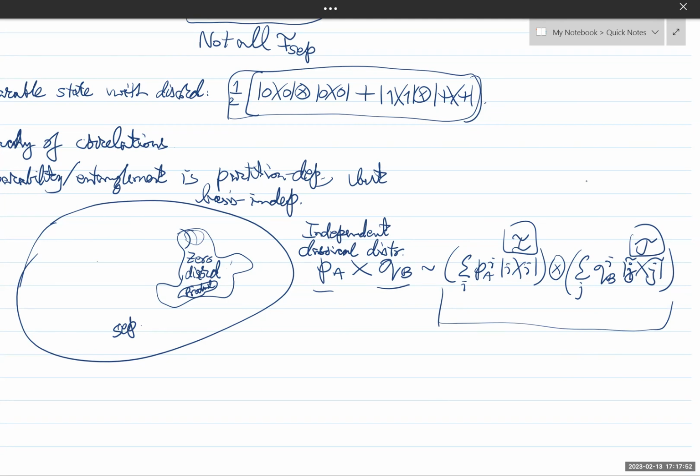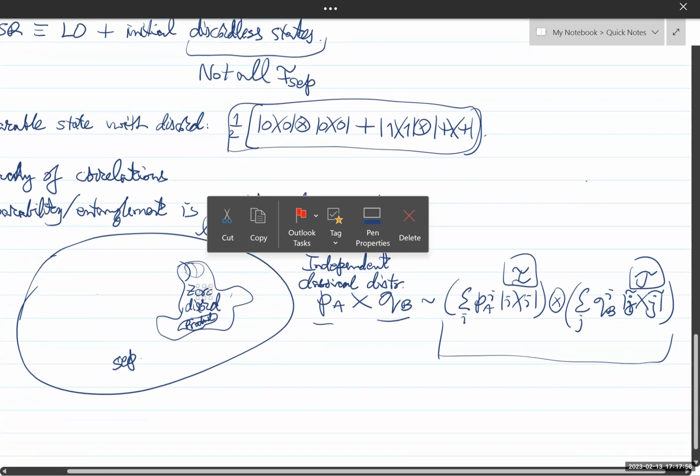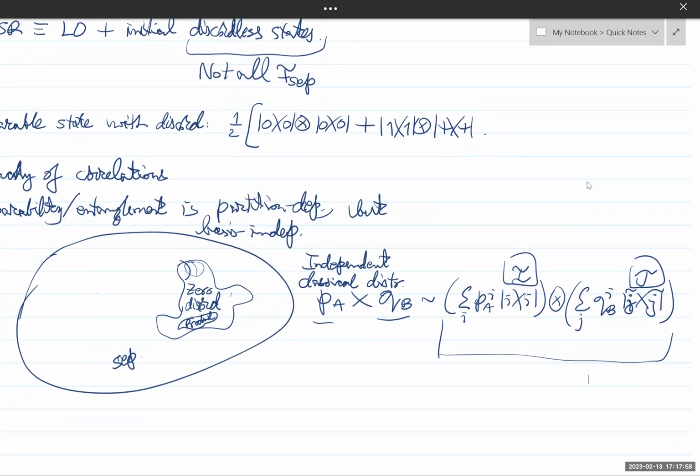Okay. And you gave this example on top that had zero discord, but was not a product state, but it was a separable state. So all zero discord states are separable. Yes, all zero discord states are separable, but this is a non-zero discord separable state. Okay, I really appreciate it. Thank you very much for clarifying.